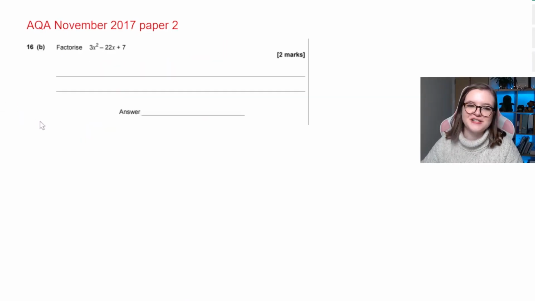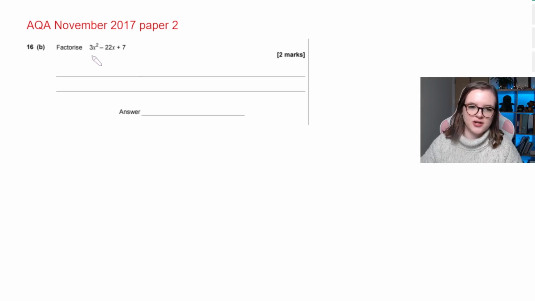Okay, the next exam question, another AQA question, AQA November 2017, paper 2. So I'll let you have a little go, see how you get on, pause it. See you in a second. Okay, 16b then. Factorise 3x squared minus 22x plus 7.